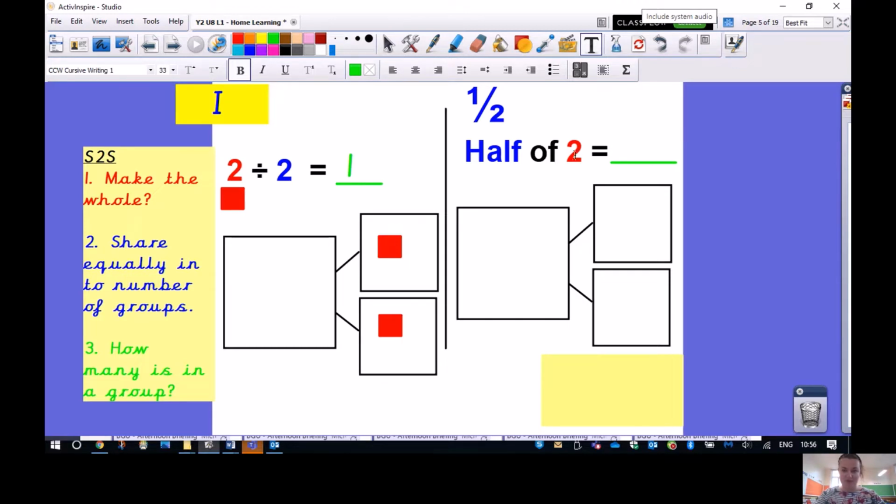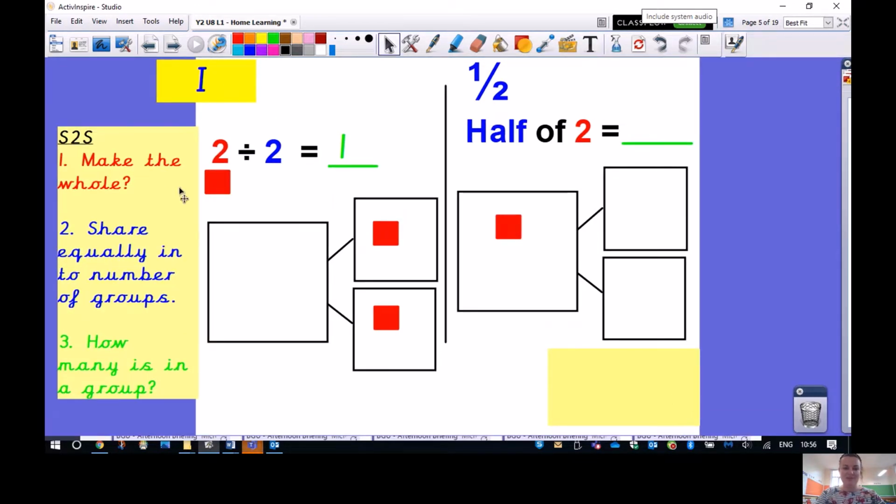I have to make my whole, and my whole is 2. 1, 2. I've made my whole, and now I have to half it, I have to share equally into the number of groups. And when I half, I share into 2 groups. 1, 2. Half of 2 equals 1. 2 divided by 2 equals 1. Half of 2 equals 1.